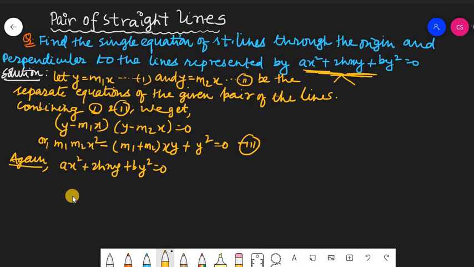So let us remove this b by dividing by b on both sides. If you divide by b on both sides, we get (a/b)x² + (2h/b)xy + y² = 0, because b and b cancel. So you will get y² = 0 as the last term. Let it be equation 4.